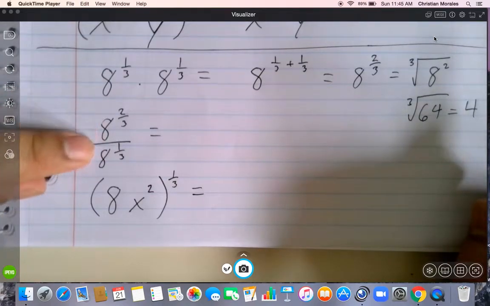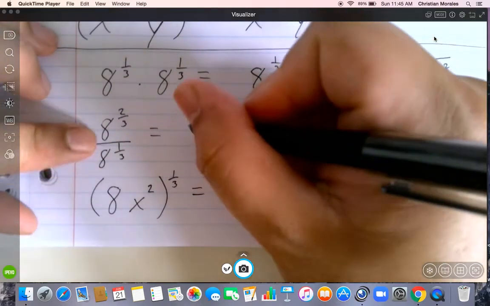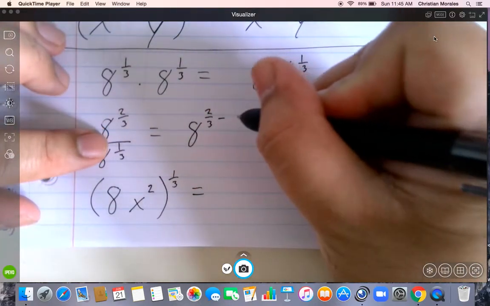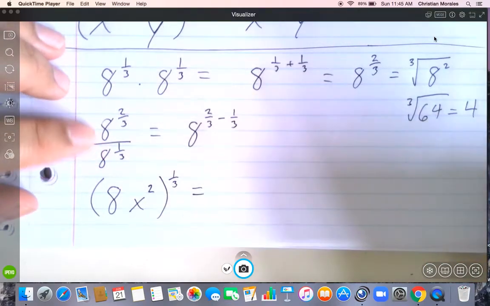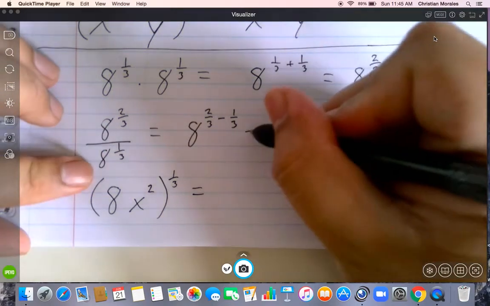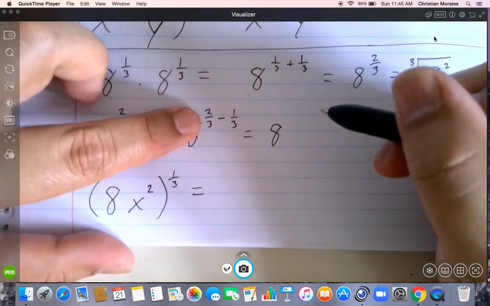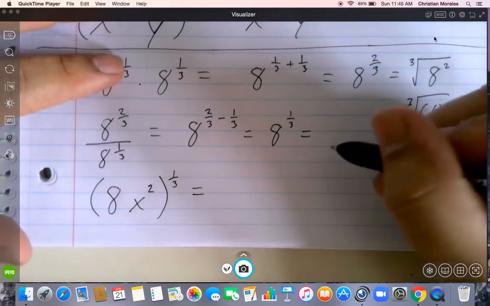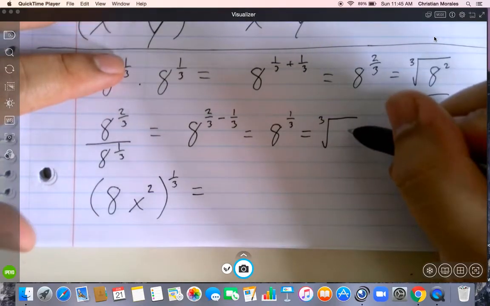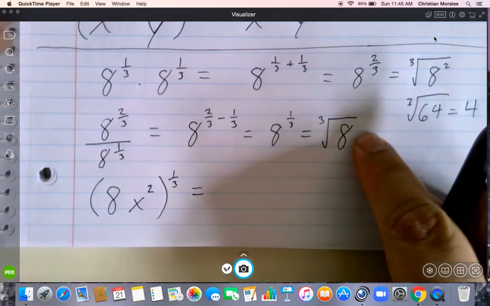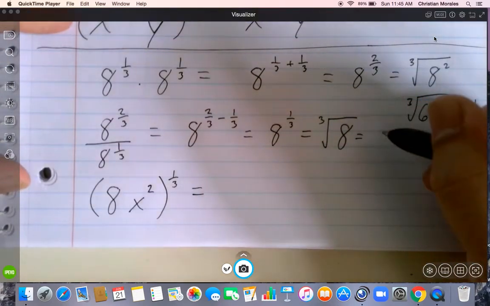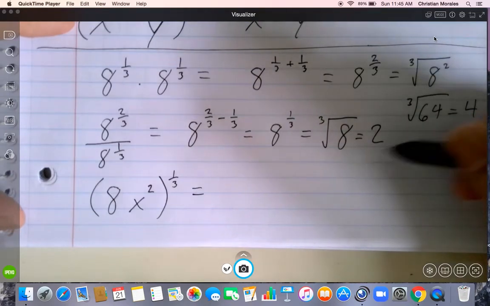Here, since we are now dividing in a fraction, they have the same base, 2/3 minus 1/3, and you're subtracting. So your base stays the same. 2/3 minus 1/3 is 1/3. So now you're just taking the cube root of 8. Now you don't have to put a 1 there. You don't have to put it. You can just do cube root of 8. And the cube root of 8 is 2. And that's our answer here.